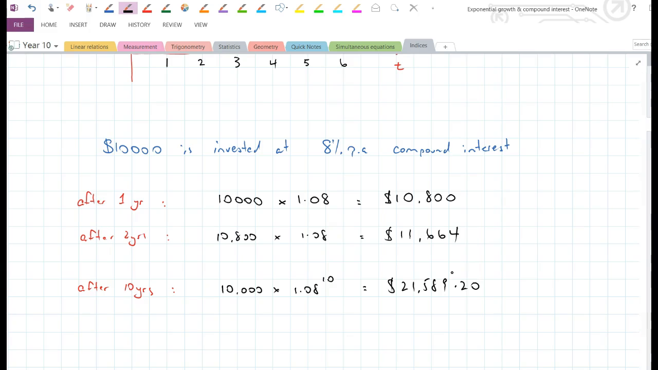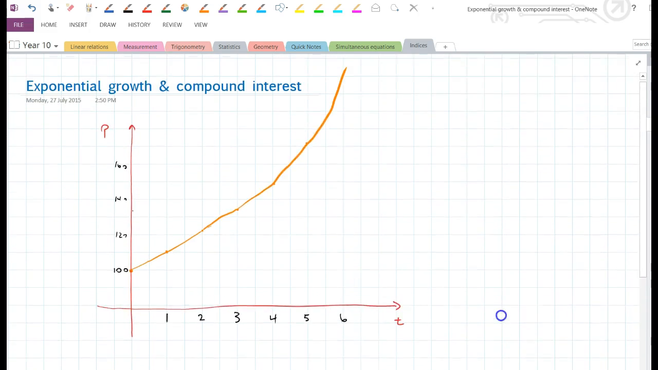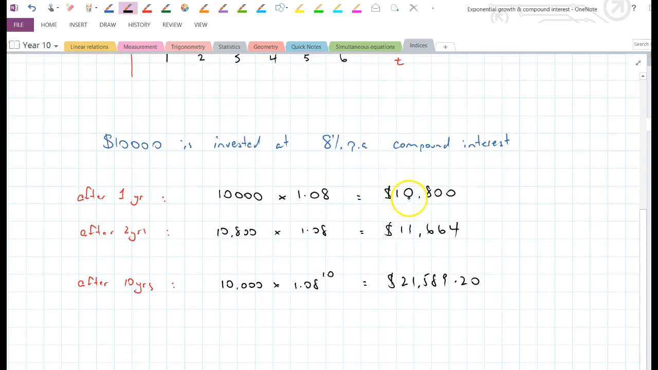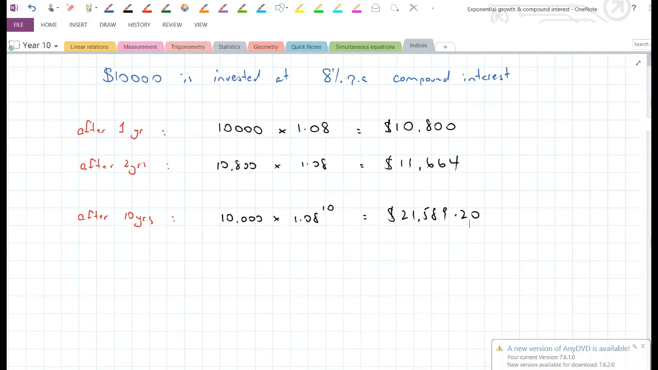So you can imagine with a larger quantity of money, the sort of growth you get on your finances based on this model of exponential growth. Because you can see the first year it's a fairly modest increase of 1,000, but then we're getting more and more each time, because now we're taking 8% of 11,664, and it goes on and on. So that's how we're going to calculate compound interest.